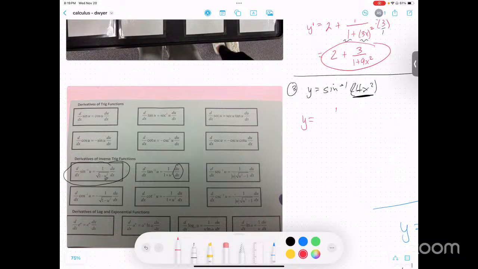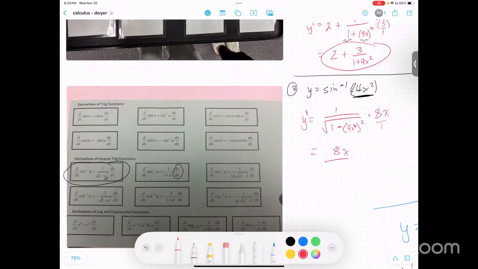What does it say? 1 over the square root of 1 minus u squared. And what was u again? 4x squared. So write 4x squared in there, and then times the derivative of u with respect to x. What's the derivative of 4x squared? 8x. And remember, it's over 1, so where's that going? To the numerator, on the top.